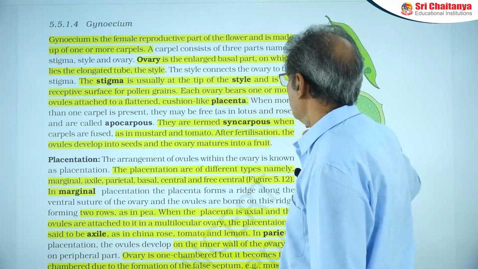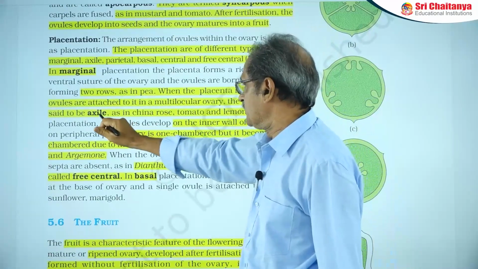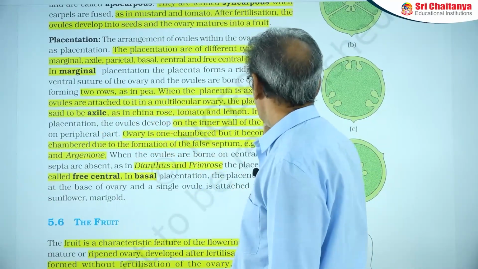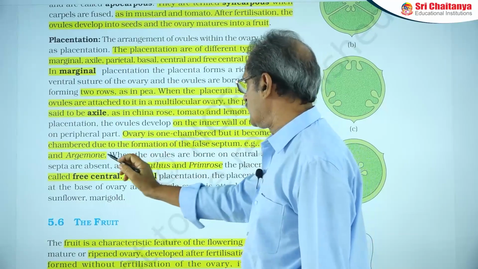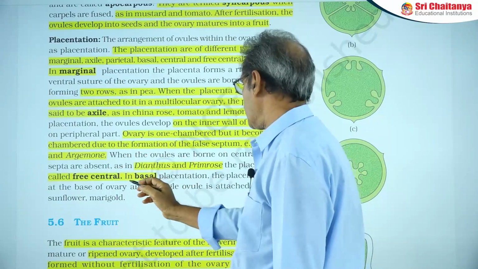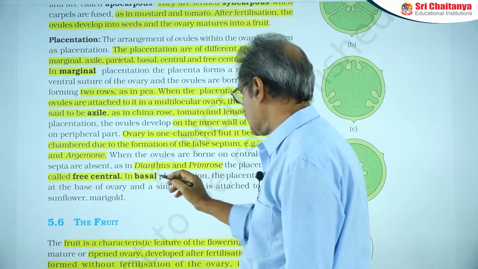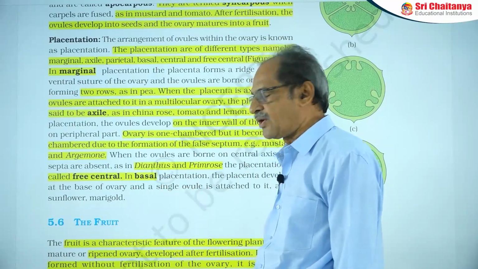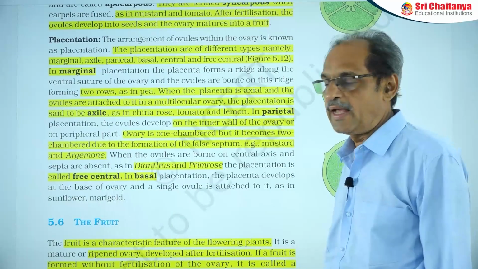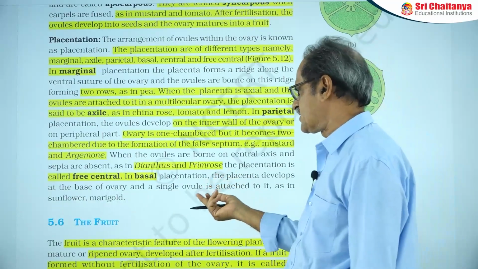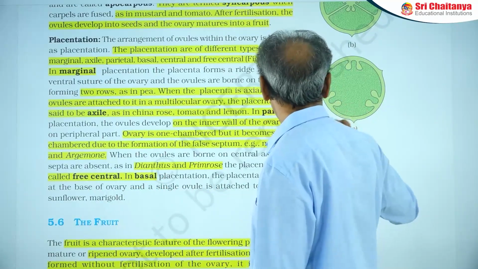Next one is axial placentation, China rose. Parietal placentation, that is mustard and Argemone. Free central placentation, Dianthus and primrose. And the last one is basal placentation, an important feature of Asteraceae and Poaceae. Asteraceae examples quoted here are sunflower and marigold. So this is the placentation.